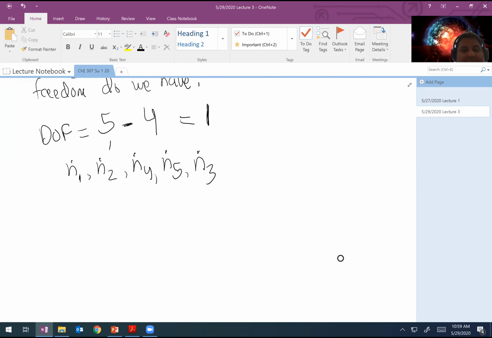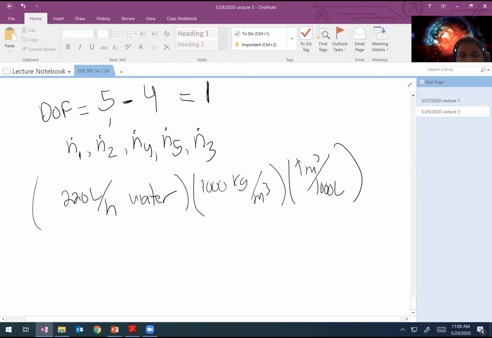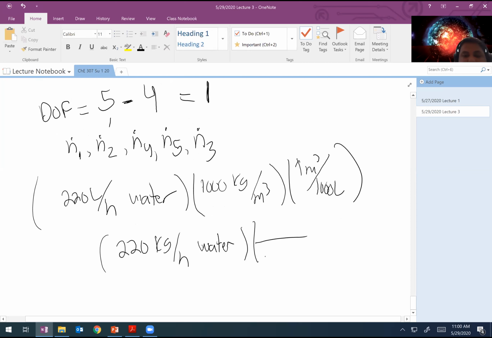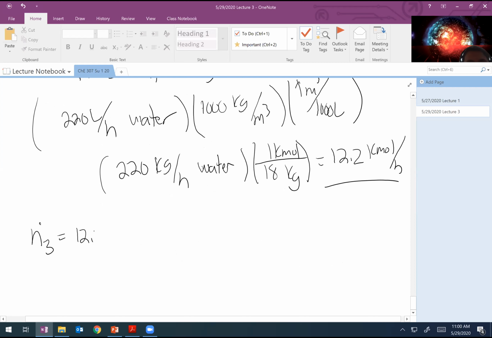So we have 220 liters per hour of water, right? The density of water is 1,000 kilograms per cubic meter, and in 1 cubic meter, there's 1,000 liters. So doing this math, I have 220 kilograms per hour approximately of water. I said there was 32 kilograms, actually that was oxygen. For water, there's 18 kilograms per kilomole, which means 220 divided by 18 is 12.2 kilomoles per hour. So I can say N3 is 12.2 kilomoles per hour.